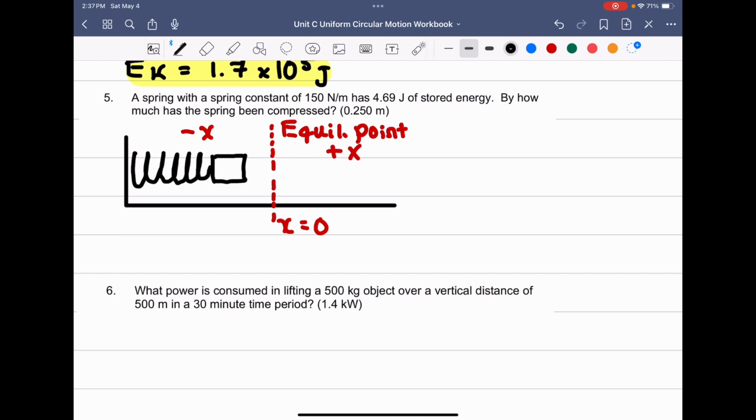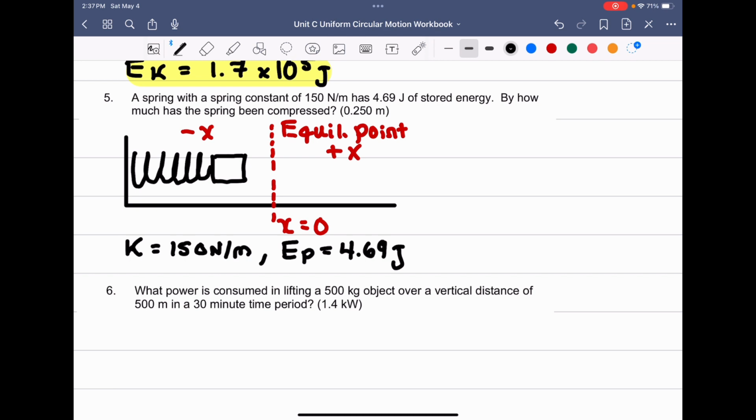So they're saying, and maybe I'll write those key details down, if the k value is equal to 150 newtons per meter, and that represents the stiffness of the spring, and the stored potential energy of this spring is equal to 4.69 joules, so not a ton of energy.